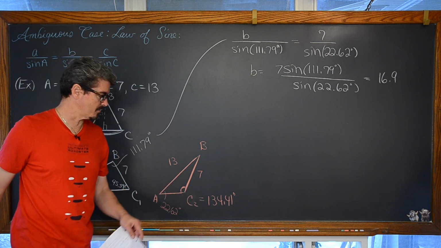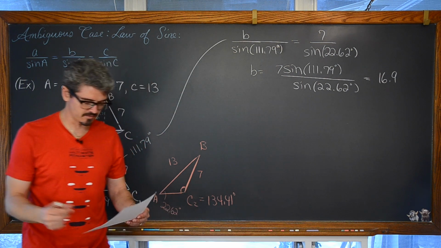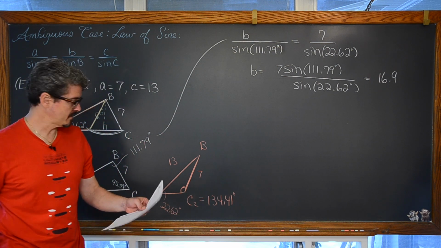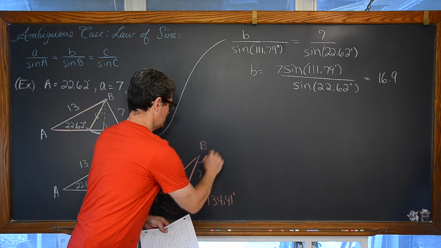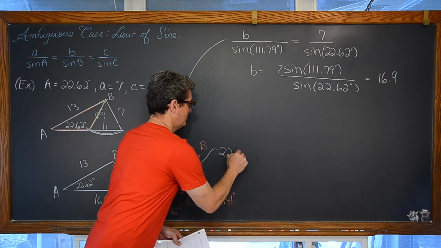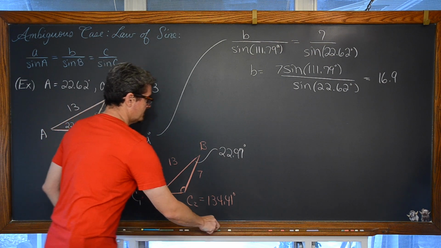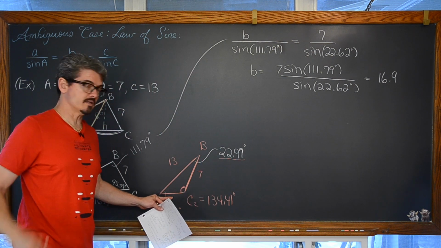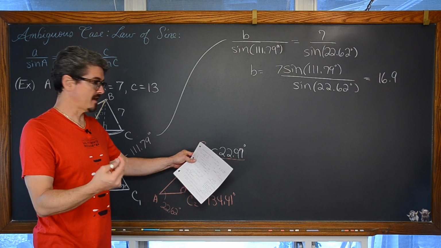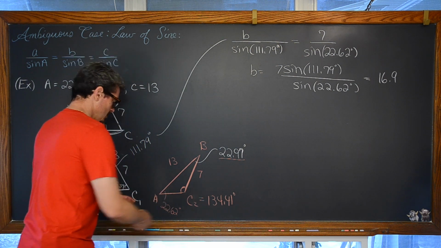And for our second triangle, we're going to once again do 180 minus 22.62 minus 134.41 and get another measurement of B, which is 22.97 degrees. This is sort of like B sub 2, the angle. Now we're going to find little b sub 2, the other side.